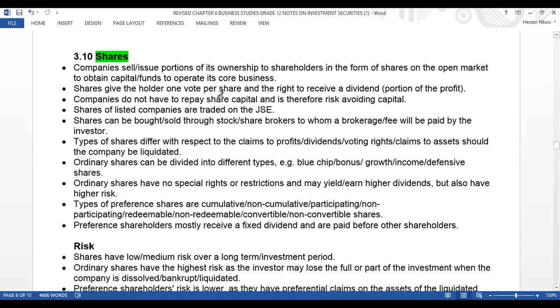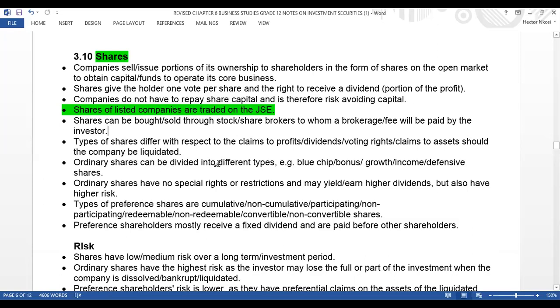Shares give the holder one vote per share and the right to receive a dividend, a portion of profit, right? That's what we mean by shares. Companies do not have to repay share capital, and it is therefore risk-avoiding capital. Also, boys and girls, shares of listed companies are traded on the JSE. They mean public companies. Shares can be bought or sold through stockbrokers, to whom a brokerage fee is paid by investors. Types of shares differ with respect to claims to profits or dividends, voting rights, and claims to assets, should the company be liquidated.